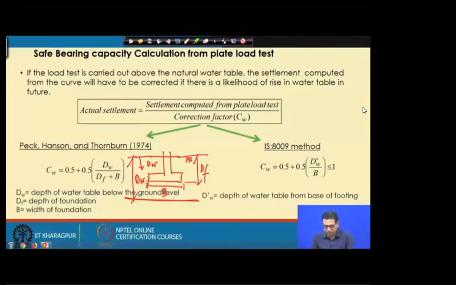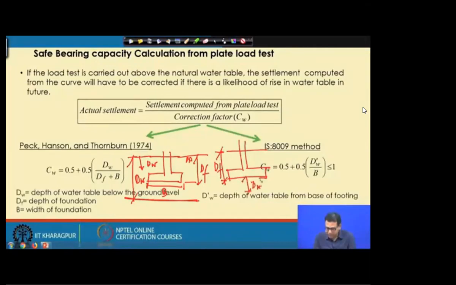But as per the IS method, if this is the depth of the foundation df, then your dw dash is measured from the base of the foundation. Suppose this is the position of the water table. So, remember that here dw dash means it is measured from the base of the foundation, and dw means it is measured from the ground surface.